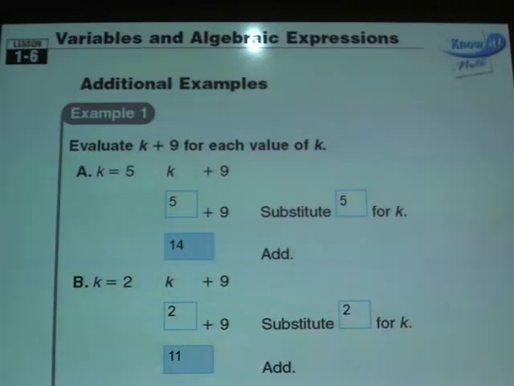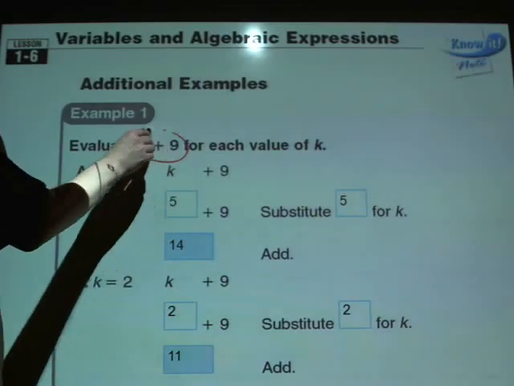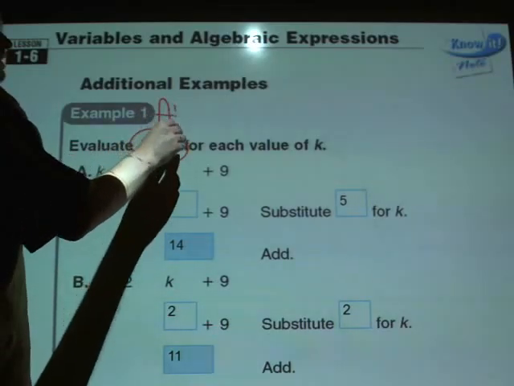So let's go ahead here and start looking at some algebraic expressions and some variables and some constants, and we'll do some evaluating here. In question number 1, they're asking us to evaluate k plus 9 for each value of k. Now, let's give some credence to the definitions we just saw here. K plus 9 is an algebraic expression.